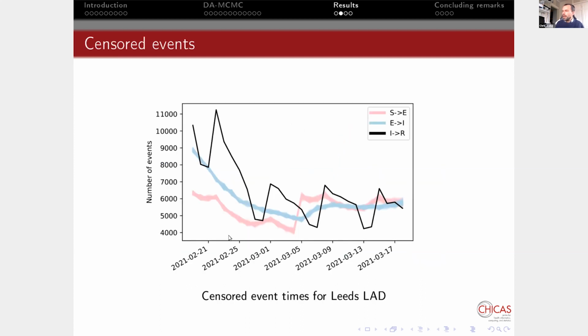This plot highlights two things. First of all, the black line is just the data. So these are the total number of events per day that we've observed over the last 3 weeks, I think. And in the pink and the blue lines, we've got the estimated number of S to E and E to I events per day. And you can see that there's some uncertainty there, which is the sampler exploring the various combinations of SE and EI events that are consistent with the model.